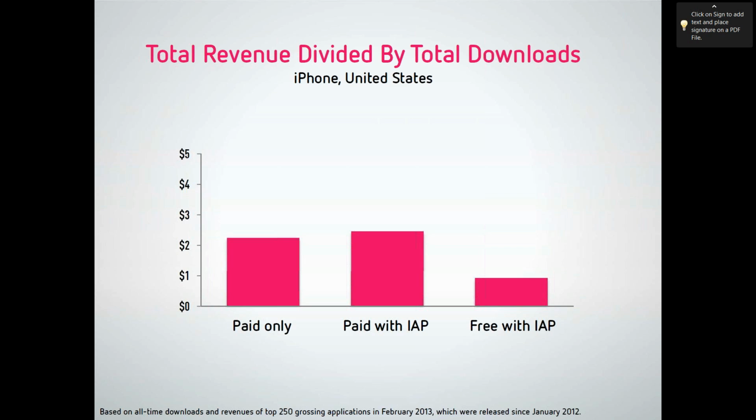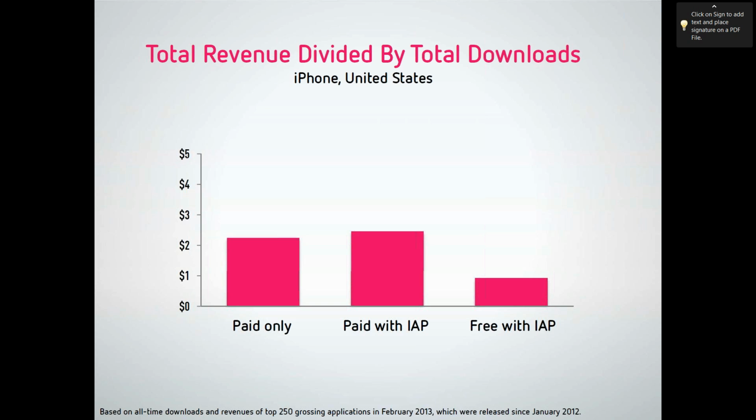So basically what we did is, of all these top 250 applications, we divided the sum of all revenue by the sum of all downloads of all these applications generated, but also only for apps that have the same business model. For example, what you see here is this. In this way, you can compare the different business models with each other.